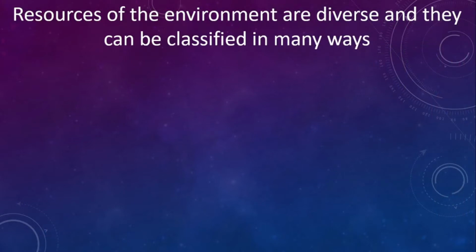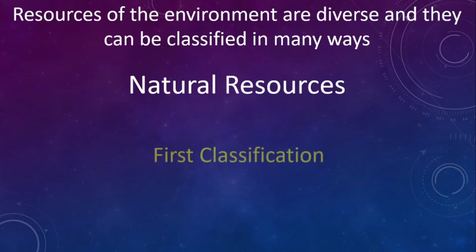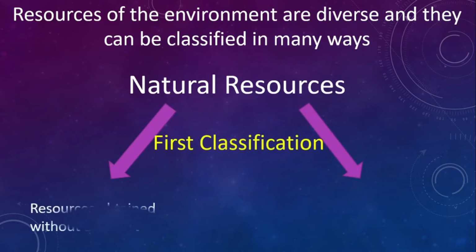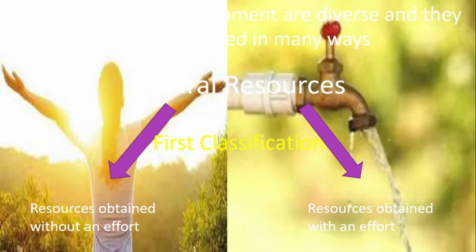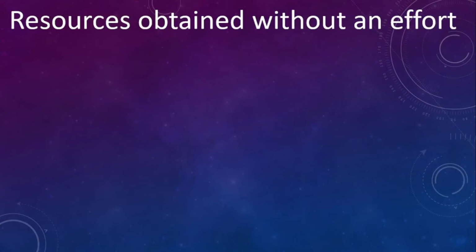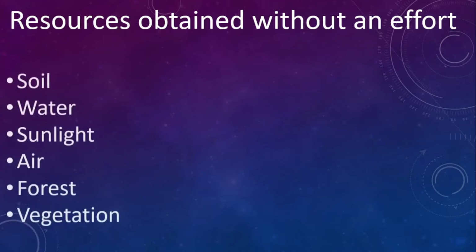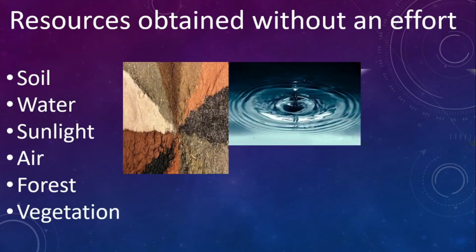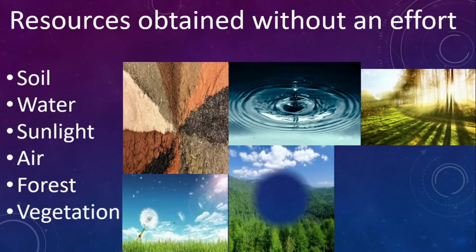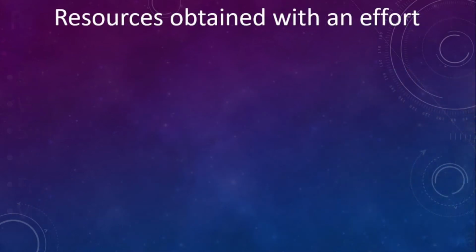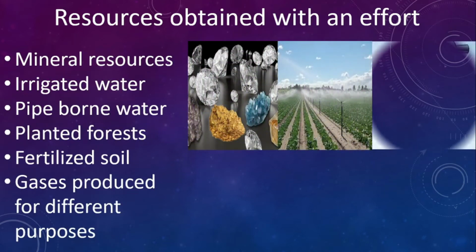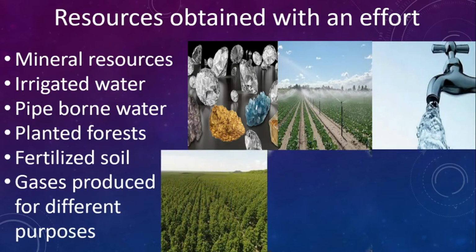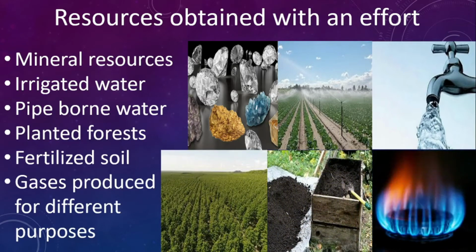Resources of the environment are diverse and they can be classified in many ways. Now let's take a look at the first classification: resources that can be obtained without an effort and resources that can be obtained with an effort. Following are some examples for the resources that can be obtained without an effort: soil, water, sunlight, air, forest, vegetation. Some examples for the resources that can be obtained with an effort: mineral resources, irrigated water, pipe-borne water, planted forests, fertilized soil, gases produced for different purposes.